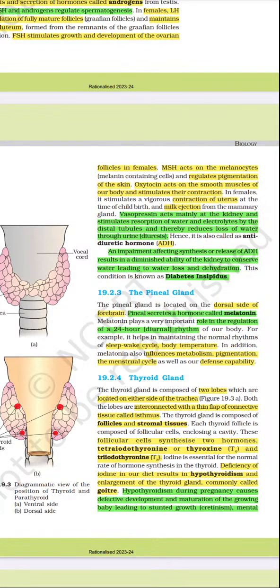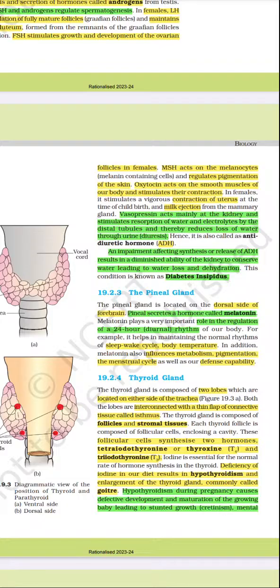An impairment affecting the synthesis or release of ADH results in a decreased ability of the kidney to conserve water, leading to water loss and dehydration. This condition is known as diabetes insipidus.